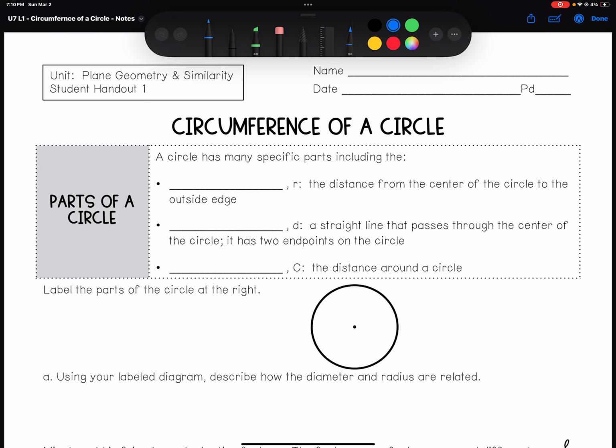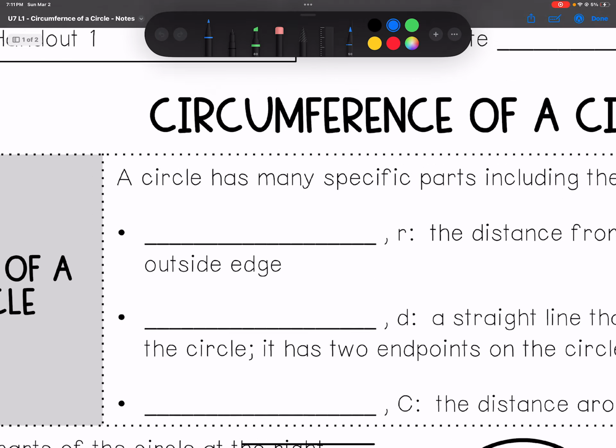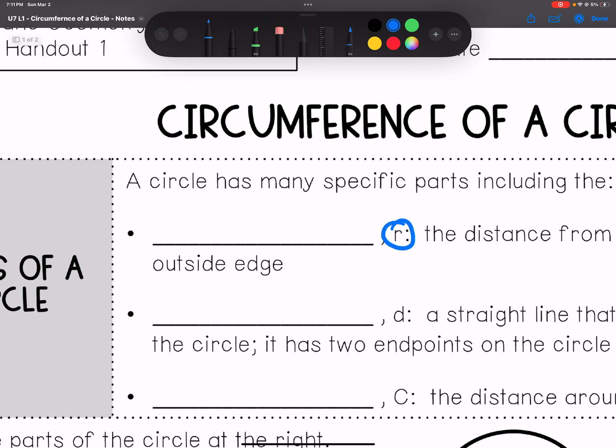New units. Our 7th unit is plane geometry and similarity. Student handout number 1, we're going to talk about the circumference of a circle. There's a couple parts of a circle that you need to know about. Number 1 is what we use the letter R for. It is the radius.